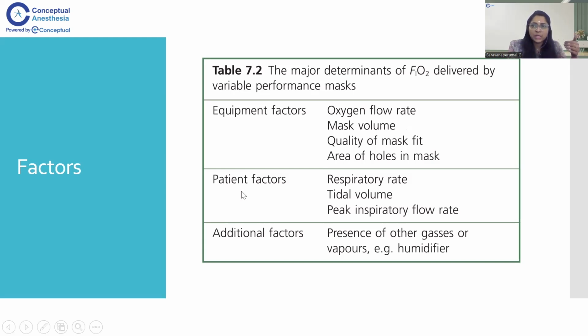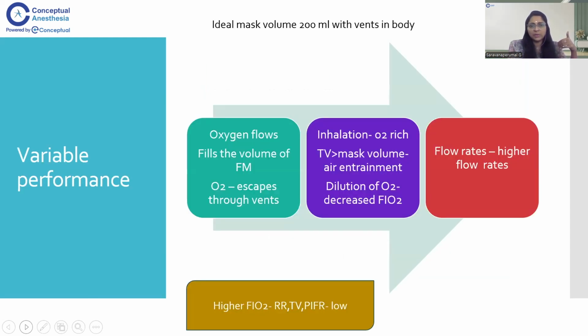What are the patient factors? Whenever the respiratory rate is high, the patient is going to entrain more air from the outside and your FiO2 will decrease. Whenever your tidal volume is more, again, the patient is going to entrain more air and your FiO2 will decrease. The same goes for peak inspiratory flow rate. And the additional factors are like vapor or humidifier, because if you use an oxygen supply without proper humidification for a prolonged time, it will lead to non-compliance of the patient. So this again is a variable performance device.